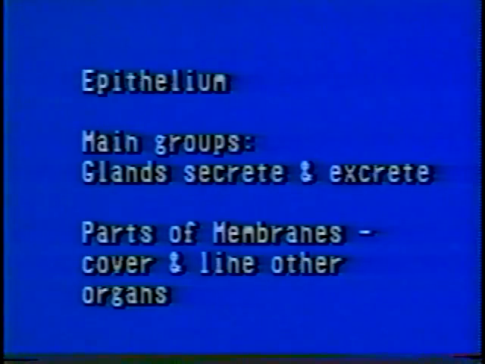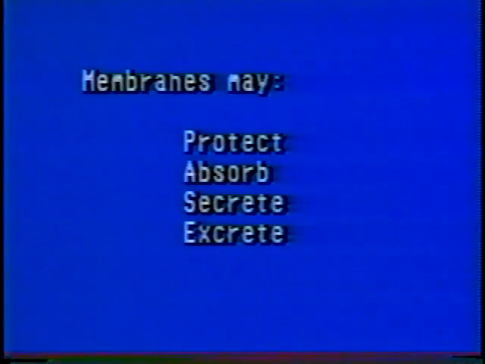Epithelial tissue may be divided into 2 main groups. All glands have epithelium which secrete or excrete. Membranes also contain epithelium. You will concentrate on the epithelia of membranes. Membrane epithelia may protect, absorb, secrete, or excrete.